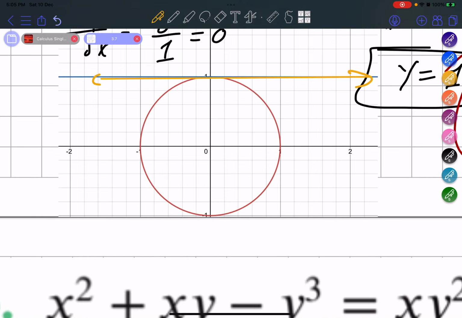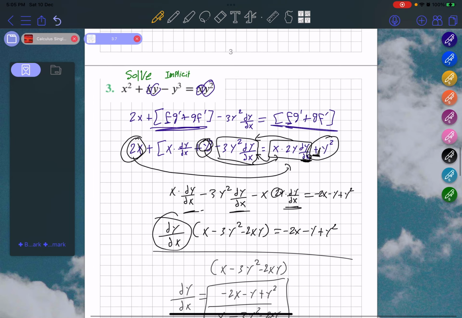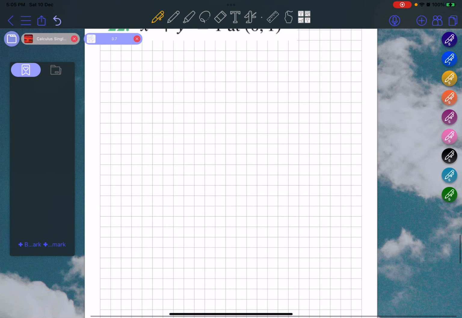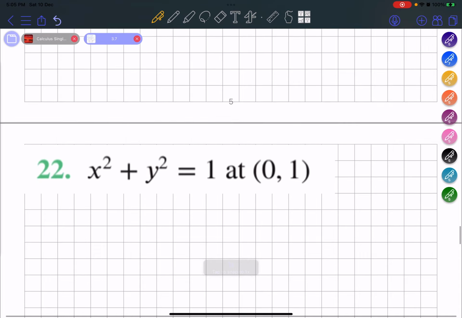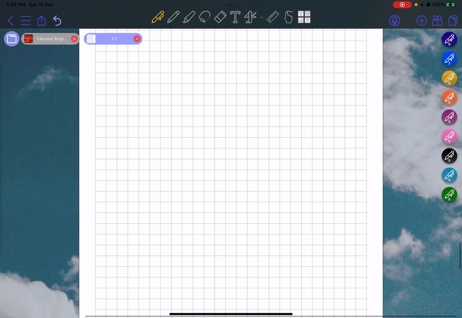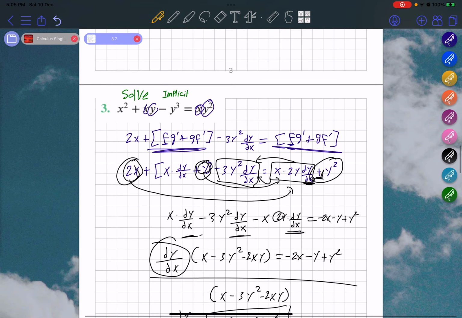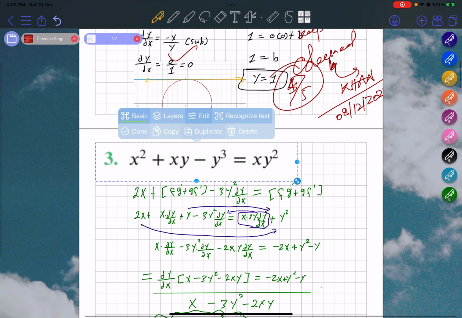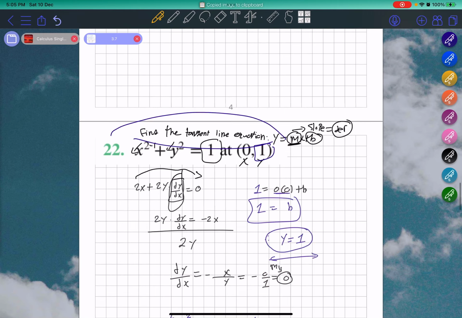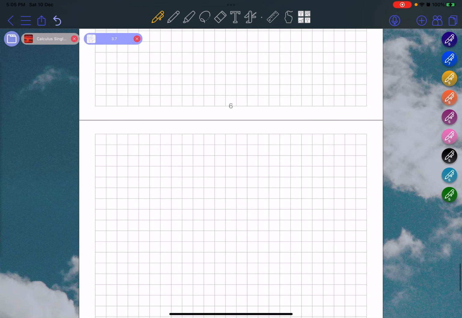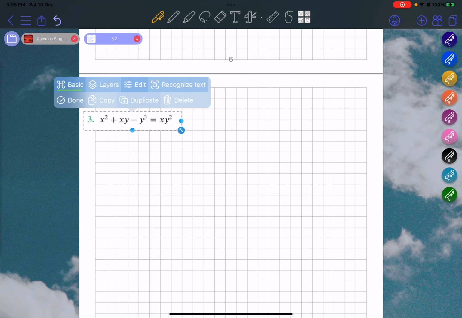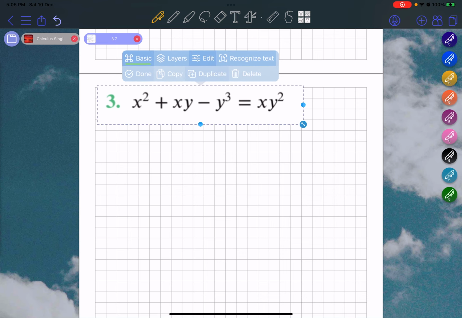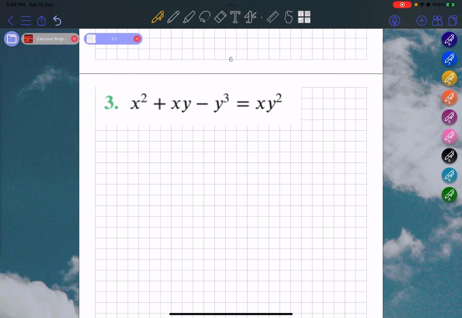Okay, now we may move on to the next question, which states, oh, sorry. Okay, well, I copied the wrong question. Here's the right question. So the actual question is question number 3: x squared plus xy minus y cubed equals xy squared.